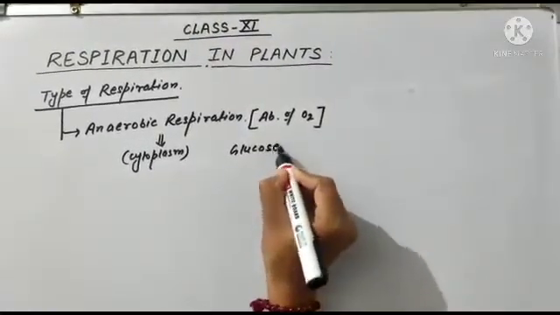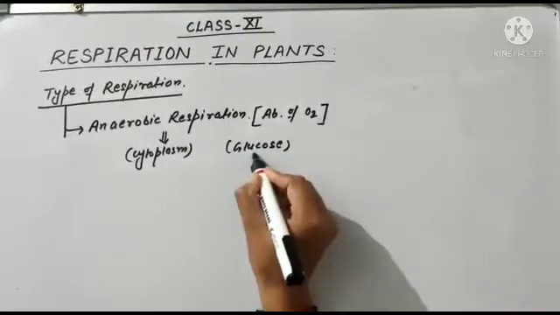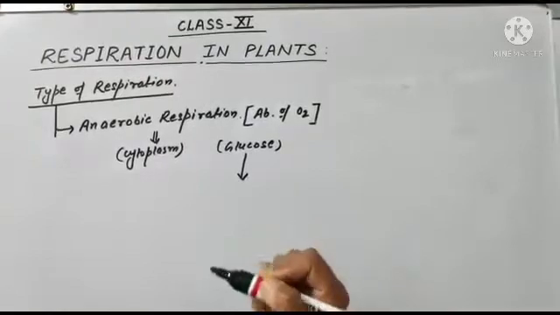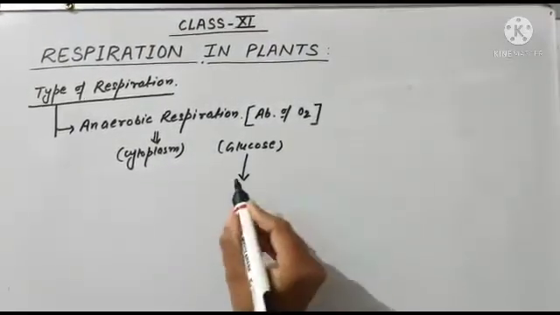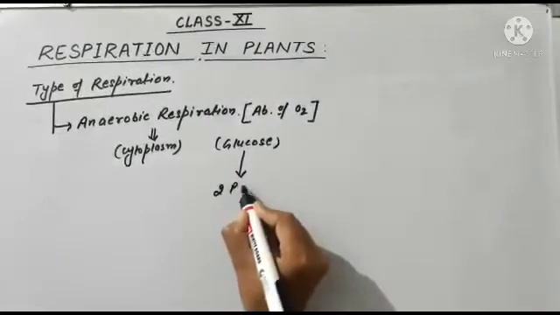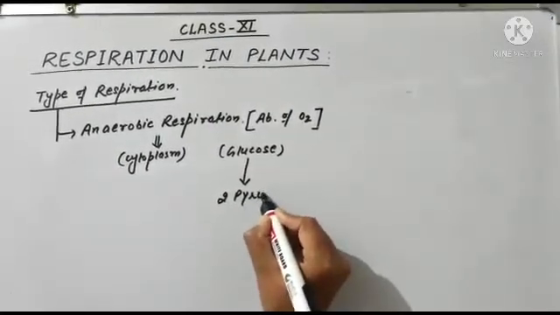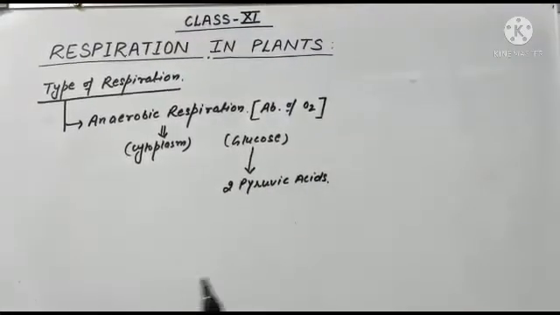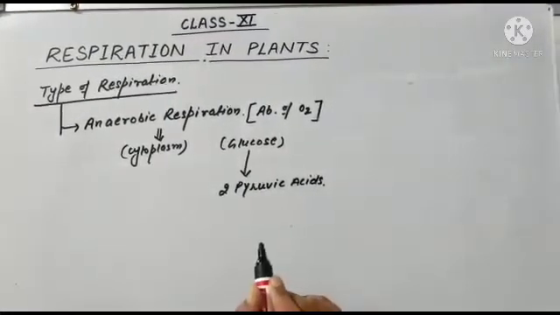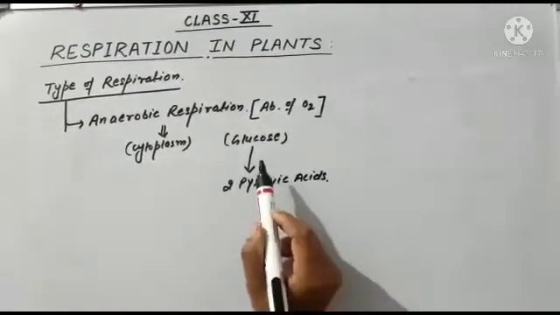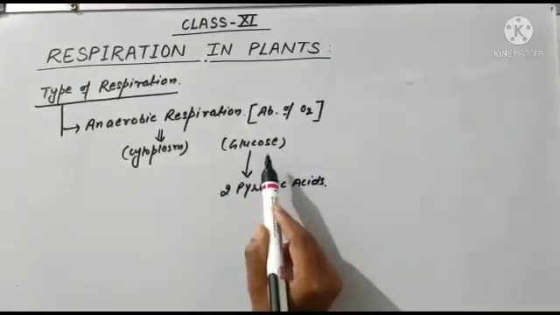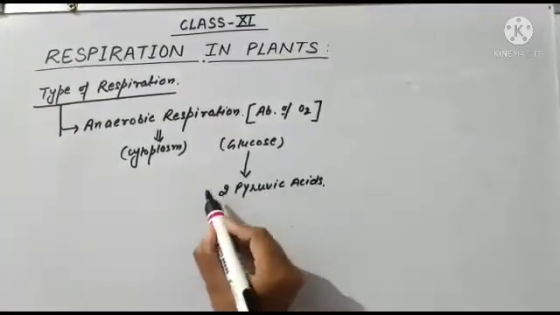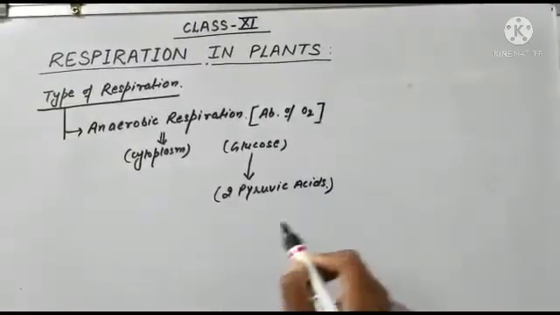If we take glucose as the respiratory substrate, in anaerobic respiration it will undergo different reactions and finally make 2 molecules of pyruvic acid. This is the common step for aerobic as well as anaerobic respiration: whenever we take glucose as a respiratory substrate, in the cytoplasm it will undergo further reactions and finally make 2 molecules of pyruvic acid.